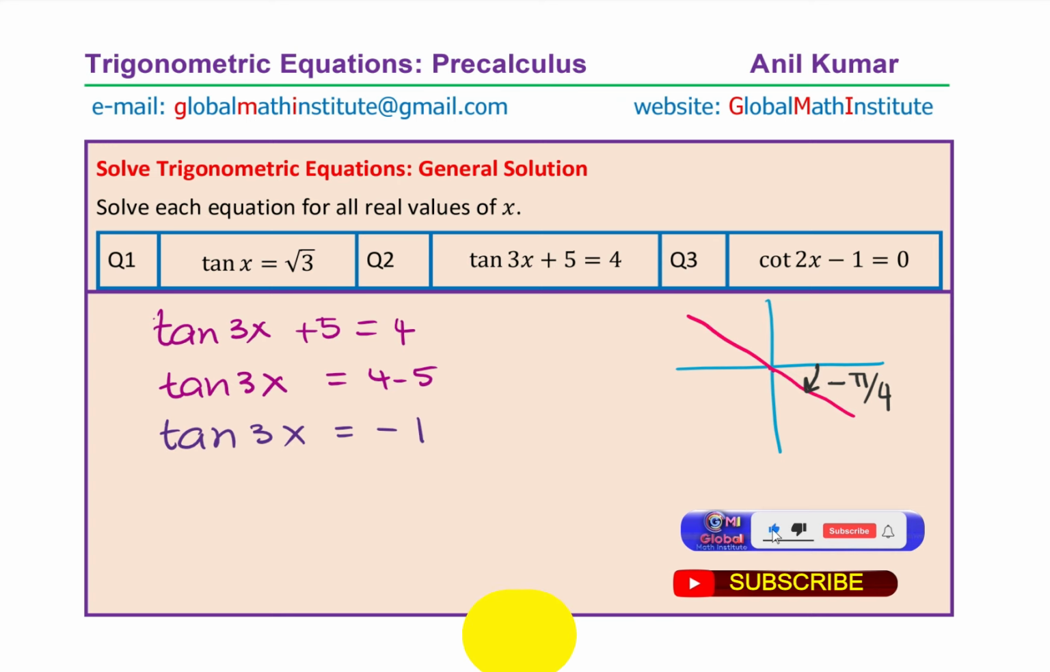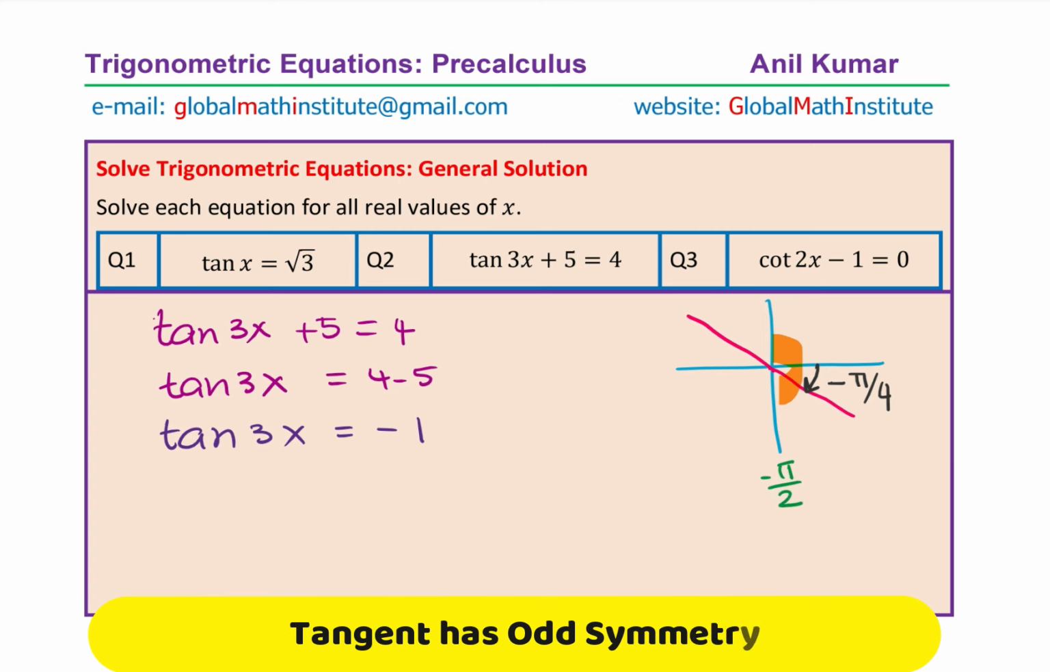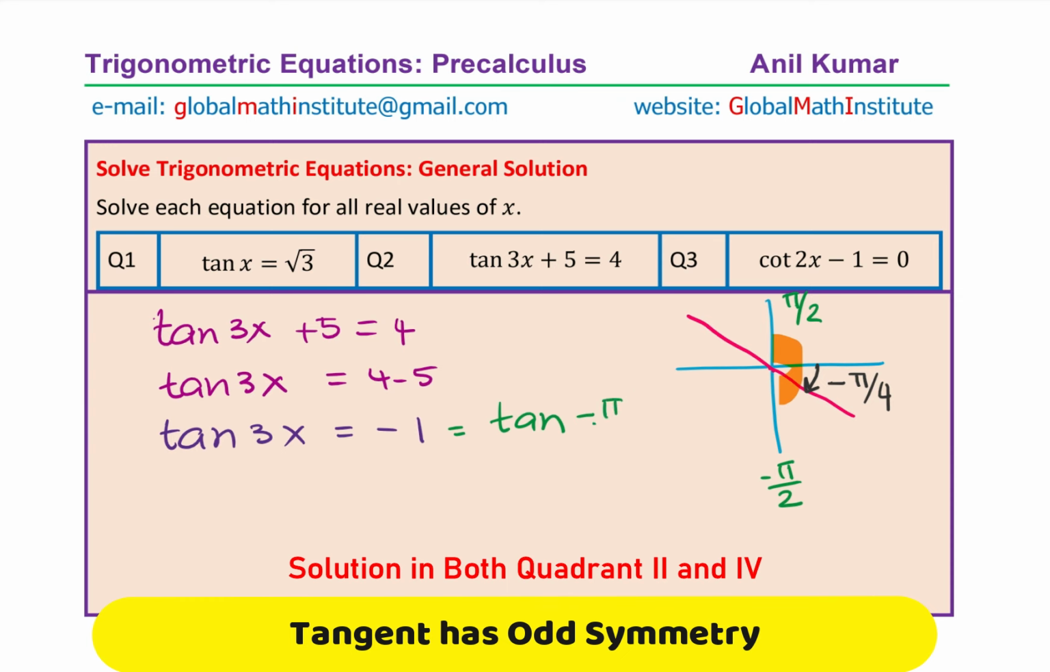Remember, the inverse of tan is defined in quadrant 1 and 4, from minus pi by 2 to plus pi by 2. That is the reason that we take this angle, right? So we could write this as tan of minus pi by 4. Is that clear to you?